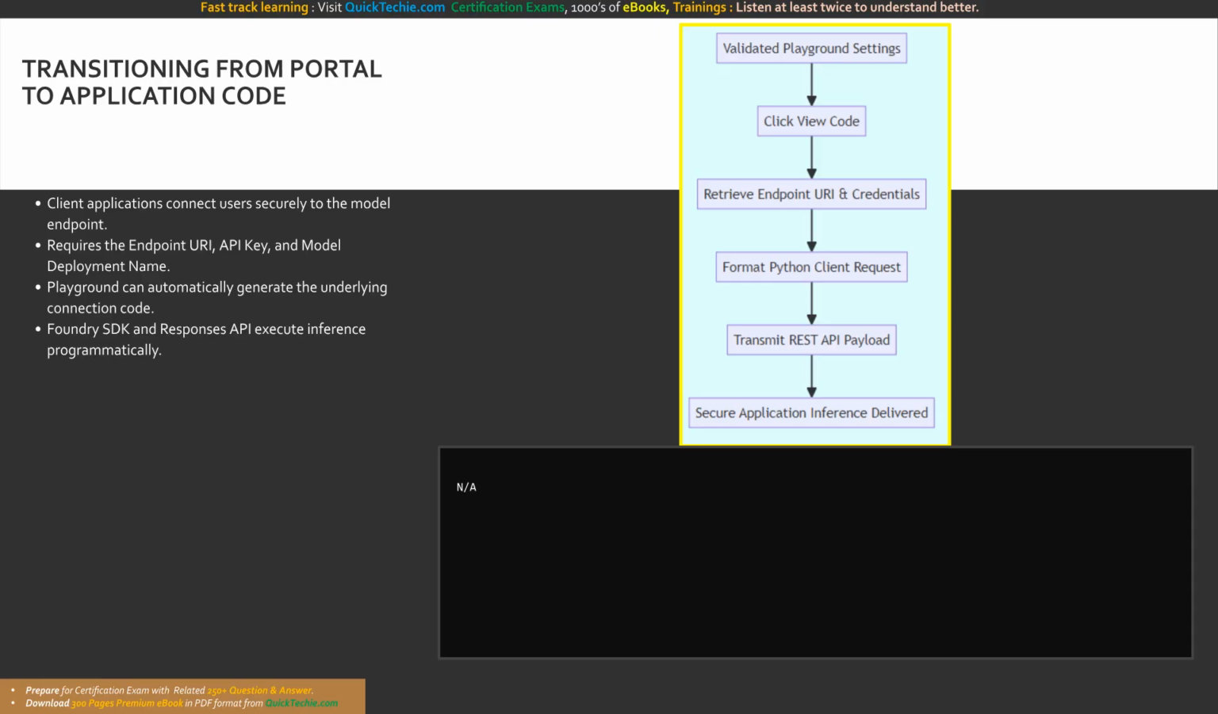Your client application code dynamically formats the user's input, bundles it with the system instructions into a structured JSON payload, and transmits it via a REST HTTP request securely to the Azure Cloud endpoint. The server processes the inference and returns the final generated text or multimodal analysis back to your client.